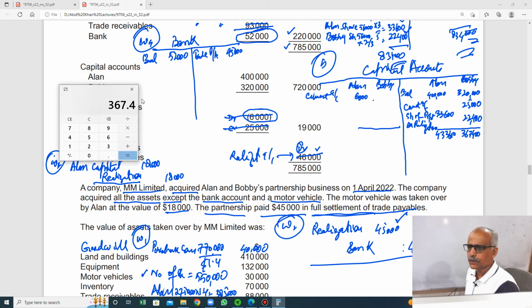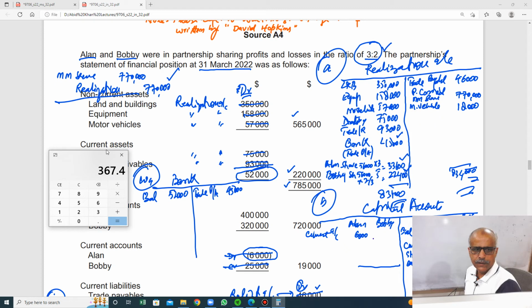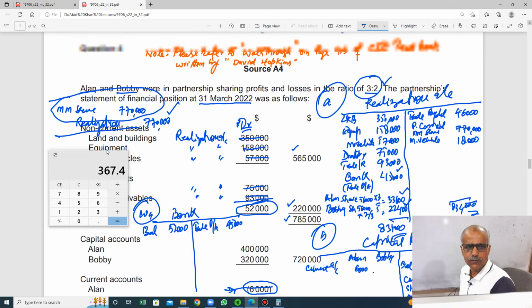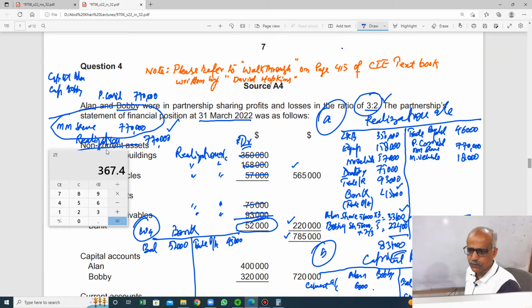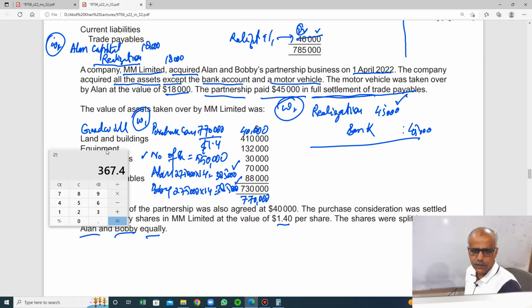we have 6,000. But one thing, actually we got purchase consideration. This is pending here, right? So the purchase consideration is the shares we got is on the debit side. You have to close them as well. So how would you be closing them? Purchase consideration 770,000 you will credit and you will debit capital Alan and capital Bobby. So, and it was 50-50. So we already have worked it out somewhere. Yeah, 385 and 385. Both of them have got 385.